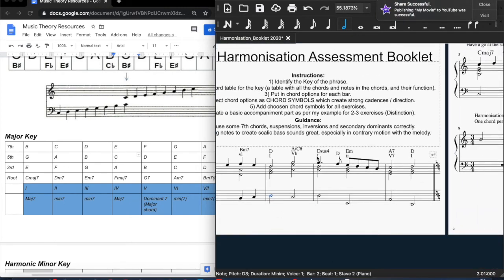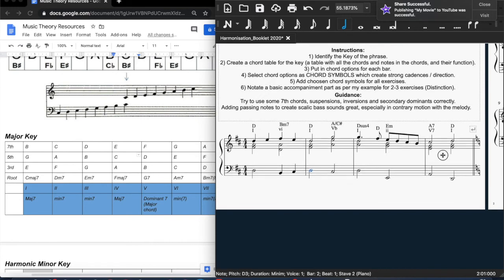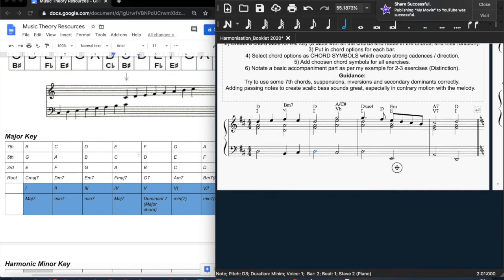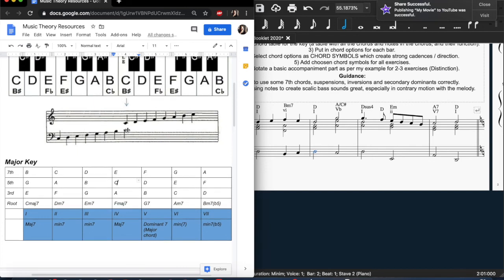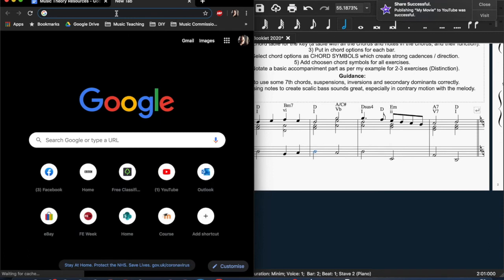The other thing that you need is secondary dominants. Is there one in this? No, I didn't put one in, but we could add one. A secondary dominant is where we precede a chord with its dominant chord, and this is where you can look at the cycle of fifths.